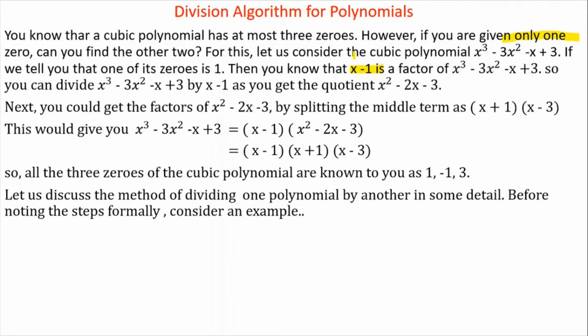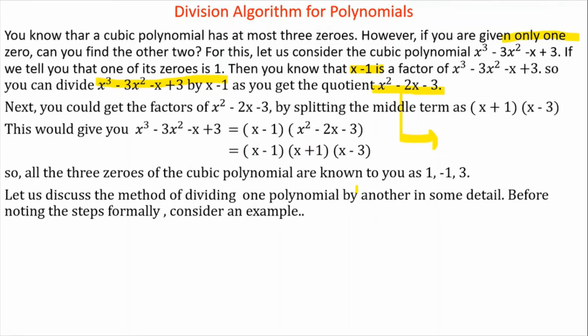So if you divide the given polynomial equation by that factor, we get a quotient. Now, if you look clearly, that quotient is in the form of a quadratic equation. For a quadratic equation, we know how to find the zeros, like by splitting the middle term and finding the factors. So now we get 3 zeros by using this division algorithm for polynomials.